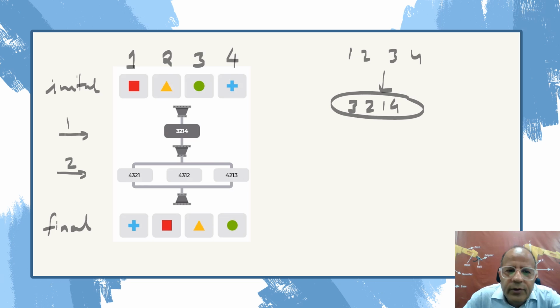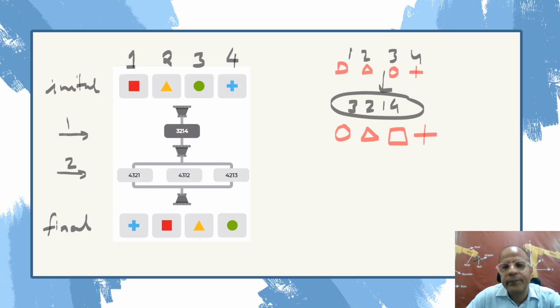So 1, 2, 3, 4 was, let's say, a square, a triangle, a circle and a plus sign. Now, if 3, 2, 1, 4 switching was done, what does it mean? A circle would have come over here, a triangle would be coming over here, 1 is a square and 4 is the plus sign. After this, again a switching is done and it results in the final thing, which is the bottom line: a plus, a square, a triangle and a circle.